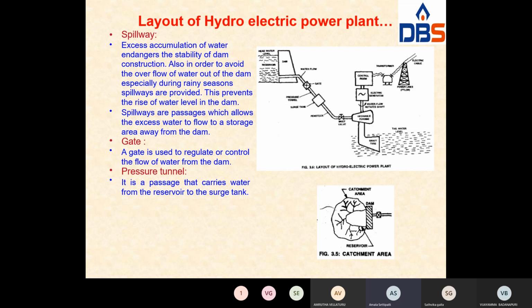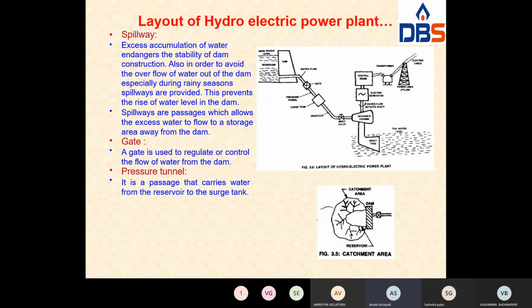Whenever in rainy seasons there are lots of floods, a large amount of water will be stored in the dam, so the water flow will increase at that time. By using these spillways, you can avoid some amount of water. Spillways are passages which allow the excess water to flow to a storage area away from the dam. So from the dam, these spillways carry away the excess water.